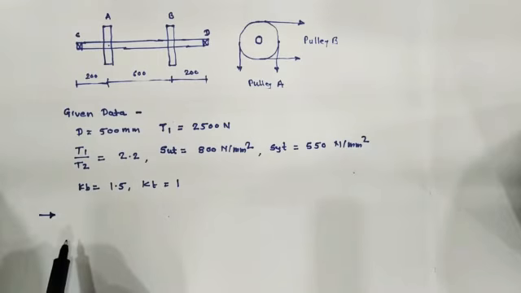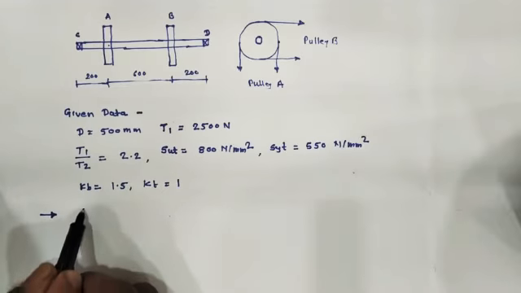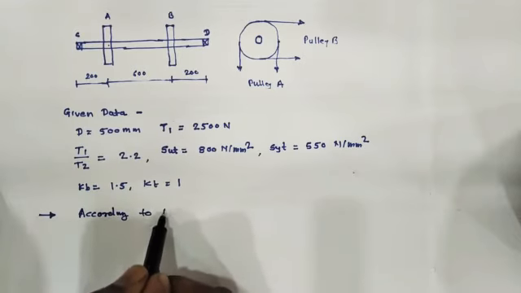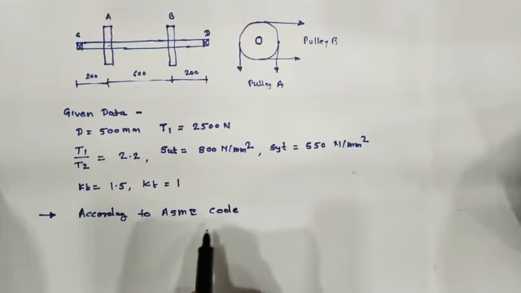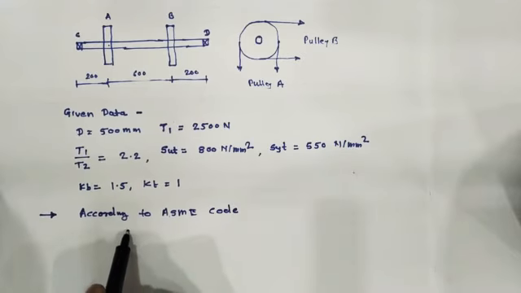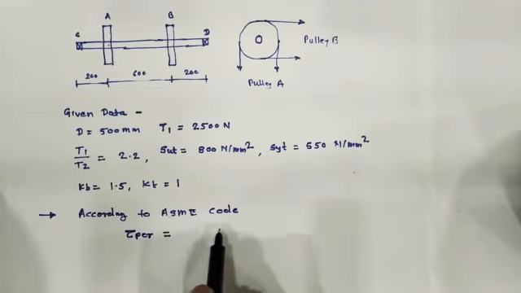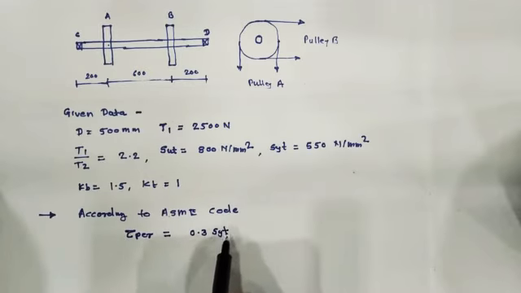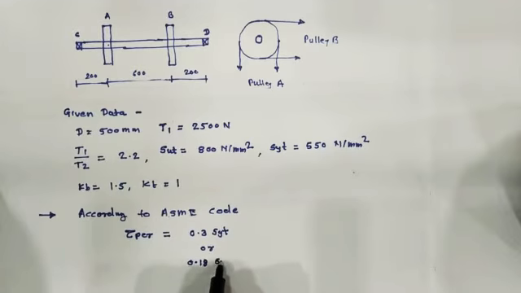Now let's start the solution of this problem. The first step according to the ASME code is to calculate the tau permissible. According to the guideline, tau permissible is equal to 0.3 SYT or 0.18 SUT.